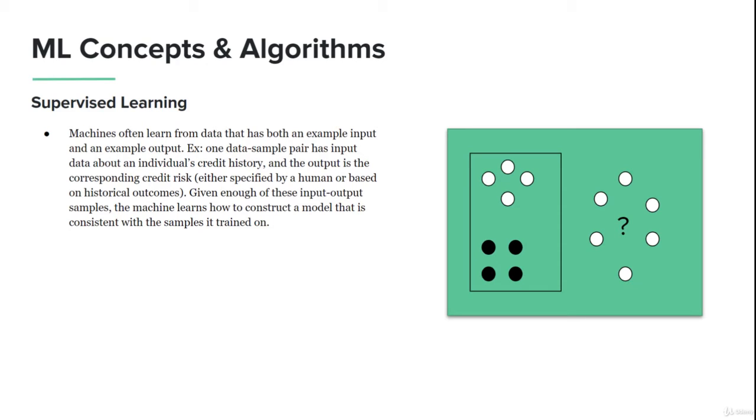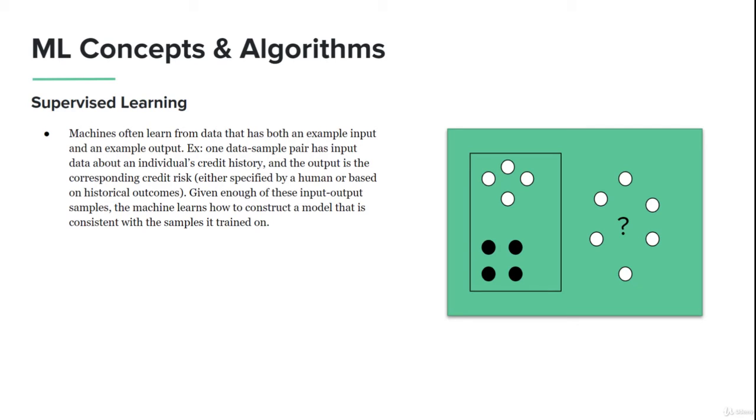So given enough of these input and output samples, the machine learns how to construct a model that is consistent with the samples it trained on, right? Just like I was mentioning the example of when you go out looking to get a credit card, you're going to be filling out an application and putting in certain types of information about yourself, your income, your job, maybe the area that you're living in, your location, all of these different things.